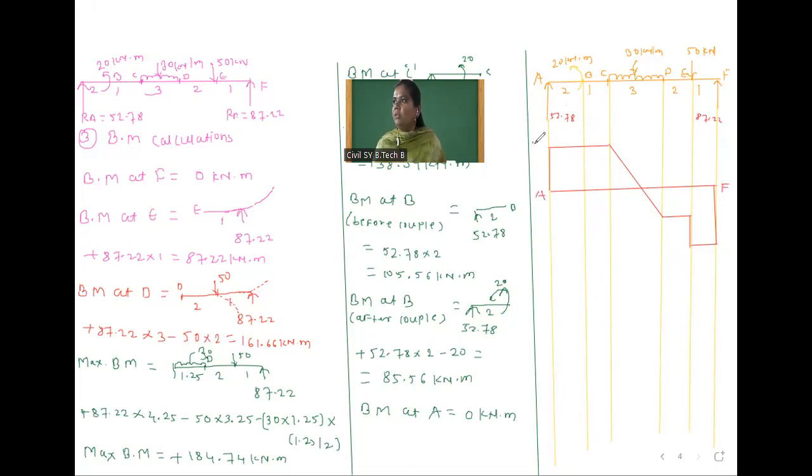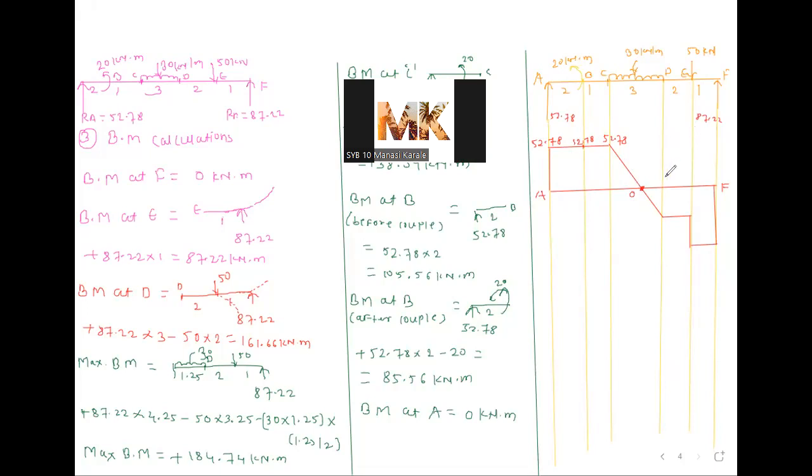Here the value is 52.78. Here again the same 52.78. You also write here. I have no space, that's why I have not written here. Here also 52.78. You observe that at this point shear force is 0. Where shear force is 0, this point is called the point of contra shear, and at the point of contra shear, the value of bending moment is maximum.